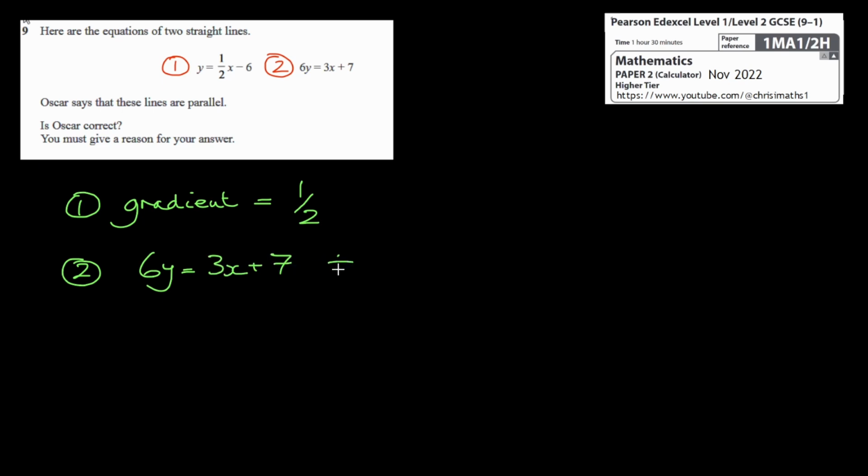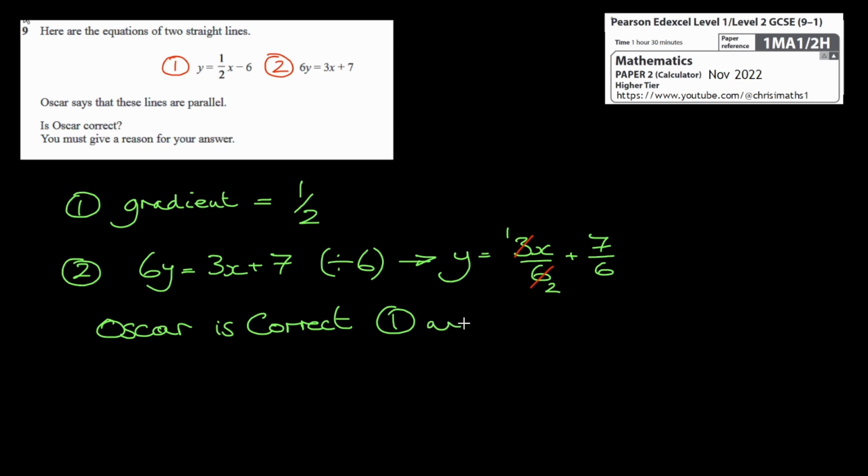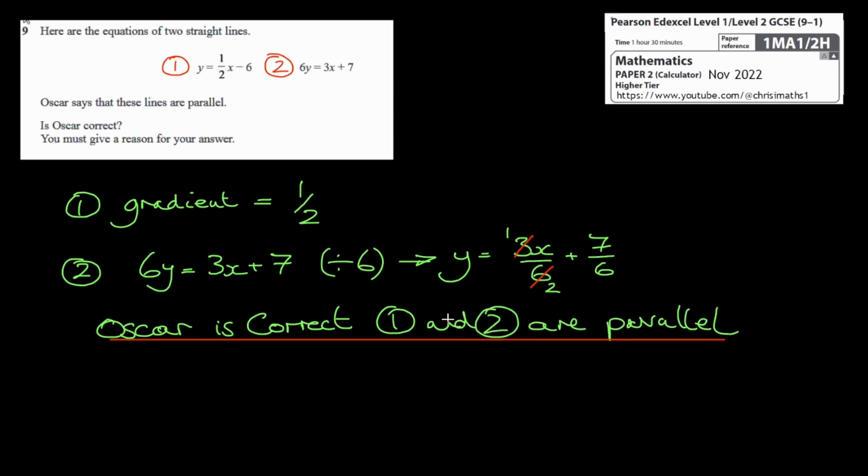But if we divide all terms now by 6, we will get that y is equal to 3x over 6 plus 7 over 6. And 3 over 6 cancels down to 1 over 2. So the gradient of this line is also a half. So our conclusion is that Oscar is right, and that lines 1 and 2 are parallel. And that will be your answer.